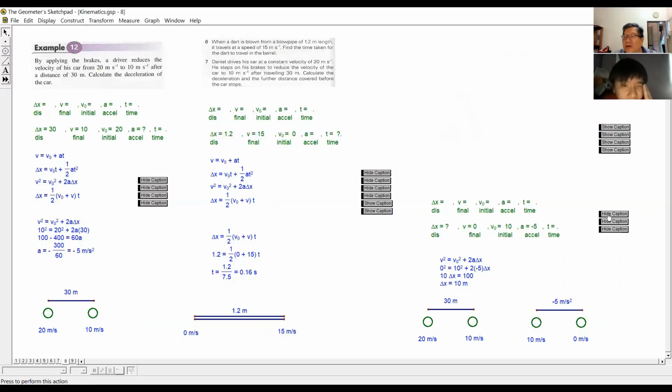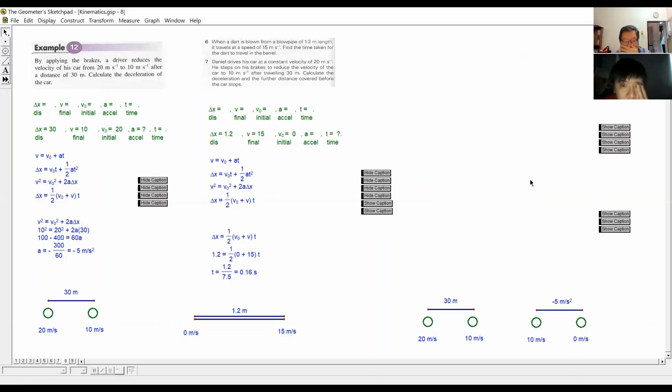Daniel drives his car at a constant velocity of 20 meters per second. He steps onto his brakes to reduce the velocity of the car to 10 meters per second after traveling for 30 meters. Calculate the deceleration and the further distance covered before the car stopped. We don't care about the second part yet. We calculate the deceleration first, the first part.